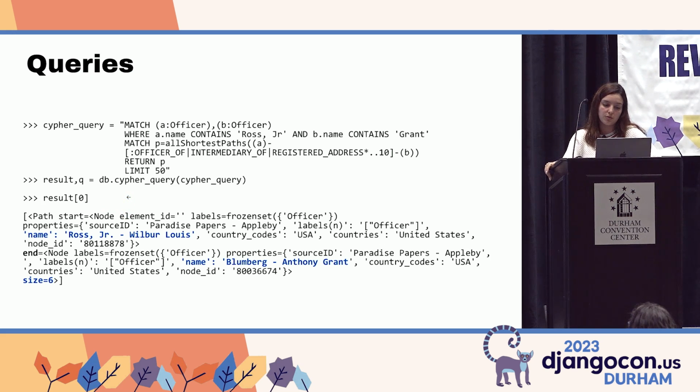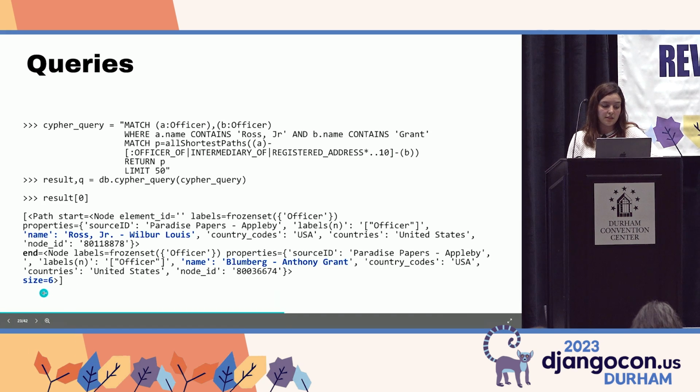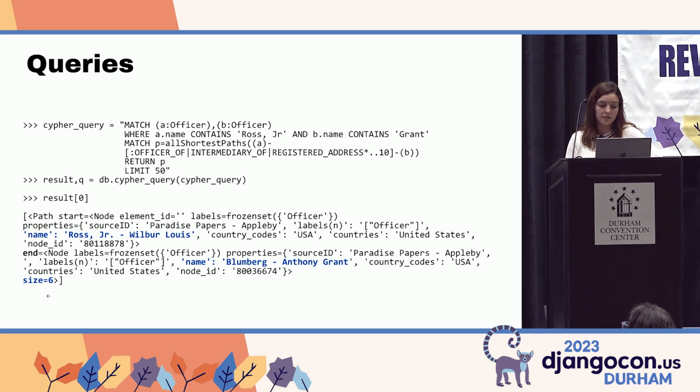And a thing about neomodel is that the query doesn't bring us all the nodes that are between these two nodes. It just brings us the start node, so in this case it is Ross Jr., and then the end node, that in this case is Blomberg Anthony Grant. And the size is the size of this path. So in this example it's 6. So I think that it's a work in progress, traversing the graph with neomodel.